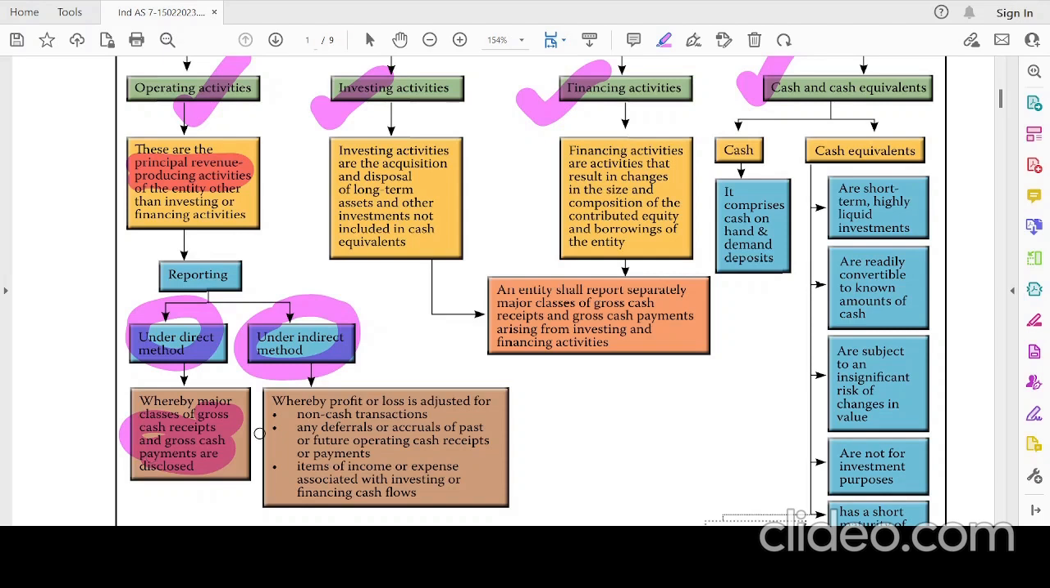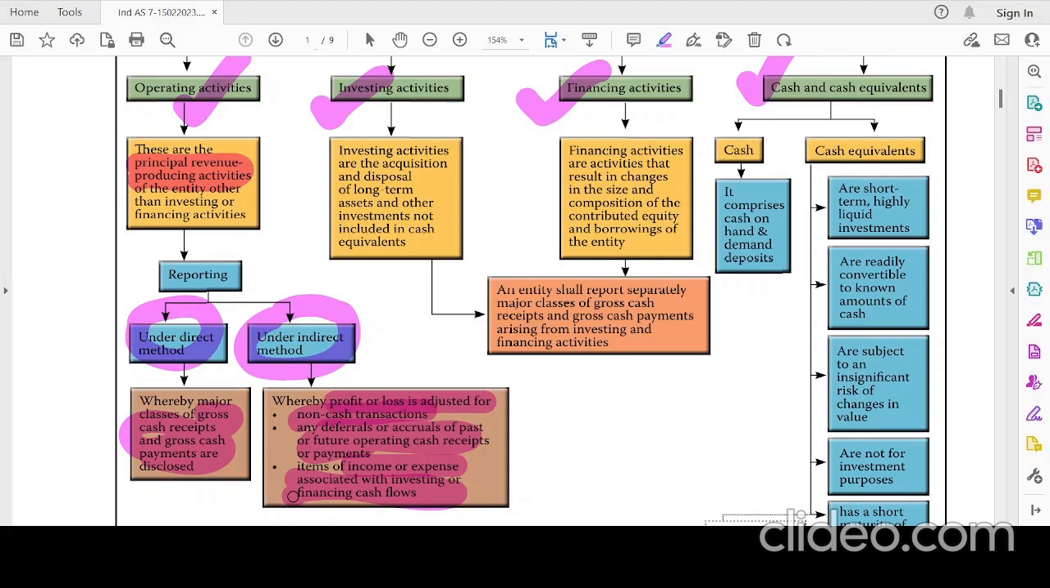Under the indirect method, we start with profit or loss for the year, taken from the statement of profit or loss, whereby the profit or loss is adjusted for non-cash transactions, for example, unrealized gain or bad debts, depreciation, amortization, any deferrals or accruals of past or future operating cash receipts or payments, and items of income or expense associated with investing or financing activity. For example, interest or dividend paid or received. Those will be adjusted for.